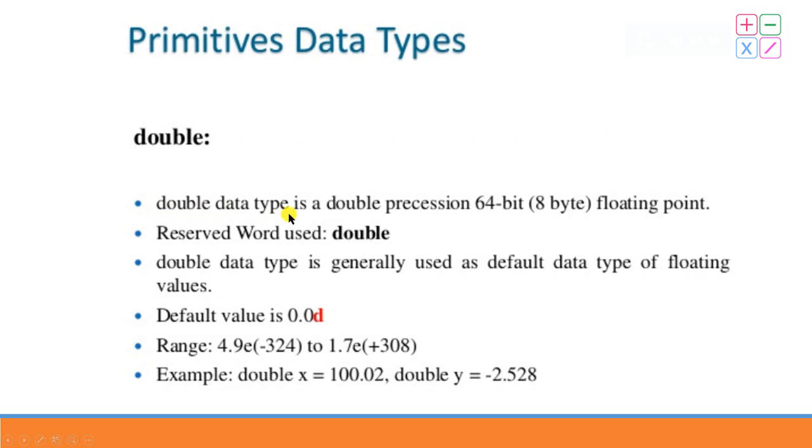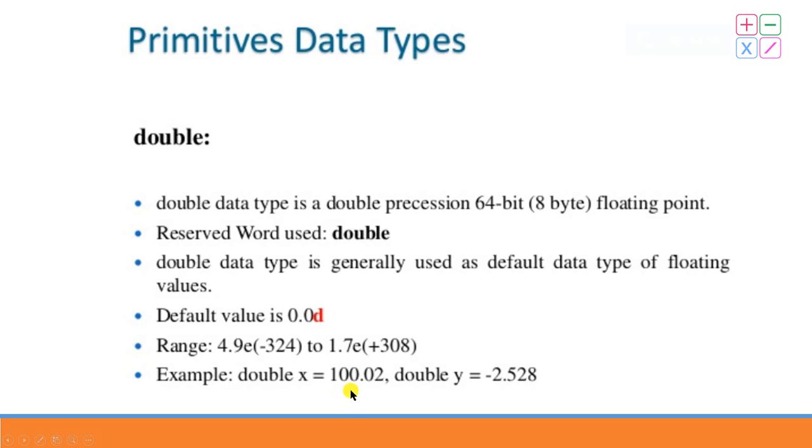The double data type is a double precision 64-bit, 8-byte floating point. Single precision, or float type, is only 32-bit. So the double type is of higher precision, so it gives you more decimal places when you deal with numbers. The double data type is generally used as the default data type of floating values. And you can write a double in such a format or this format. This is scientific notation format, or regular digits with the fraction representation.